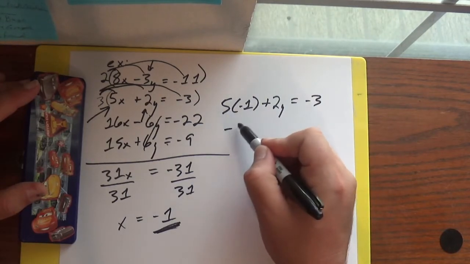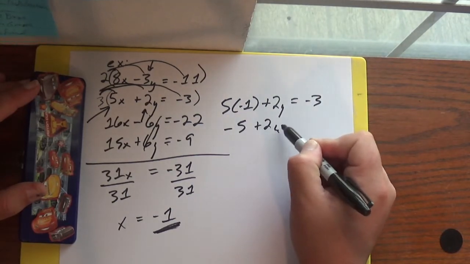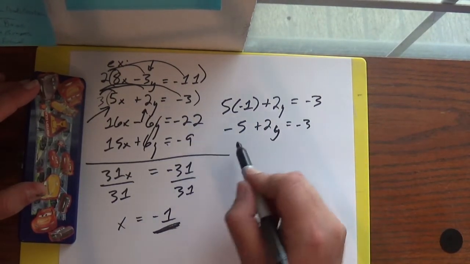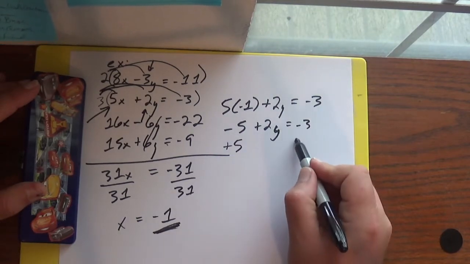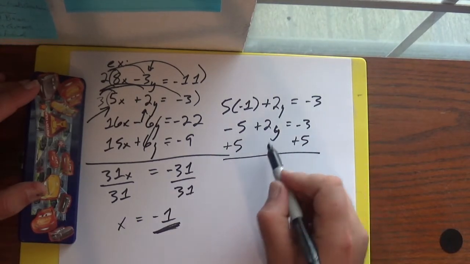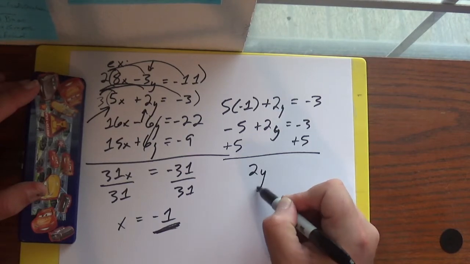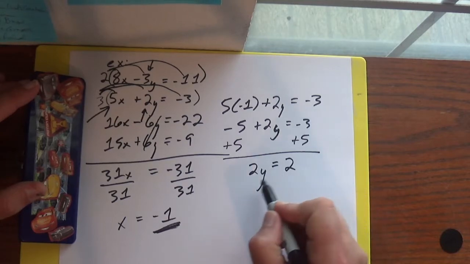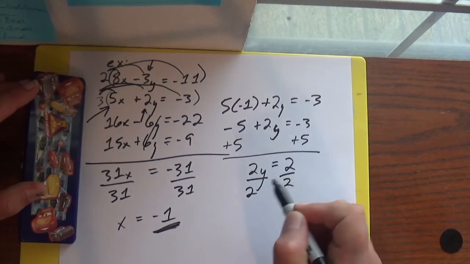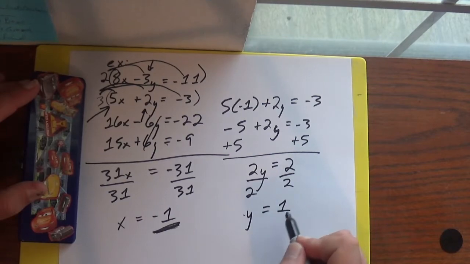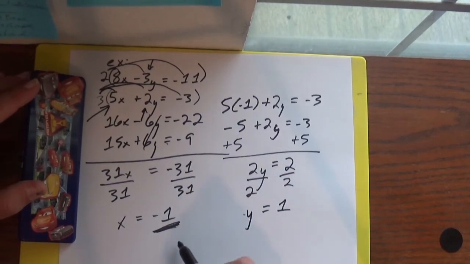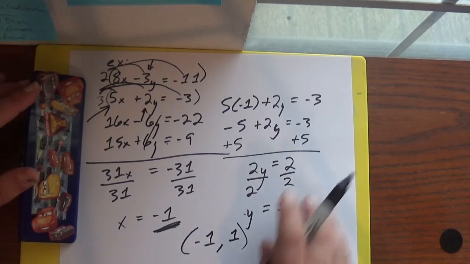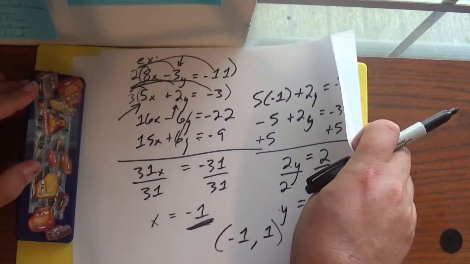I multiply these two. And now I need to get my numbers on the other side, so I'll add and add. My 2y comes down, and 5 minus 3 is 2. I divide, y is 1. And now I've got a coordinate, so I need to put it together. Negative 1 and 1. Alright.